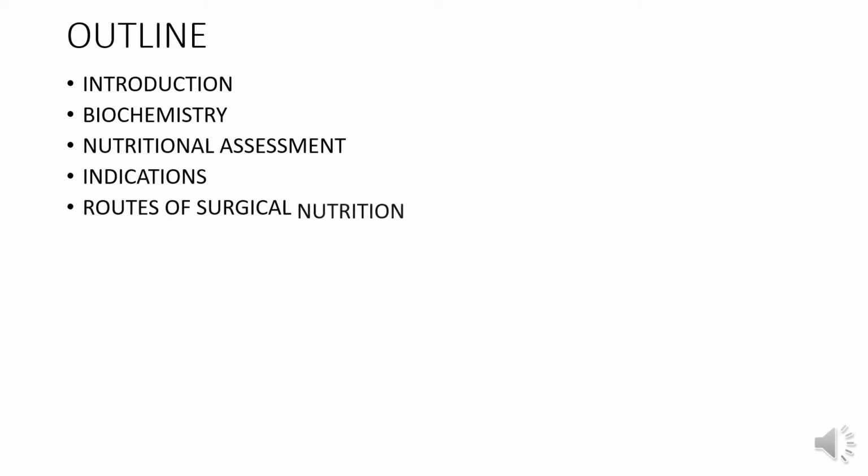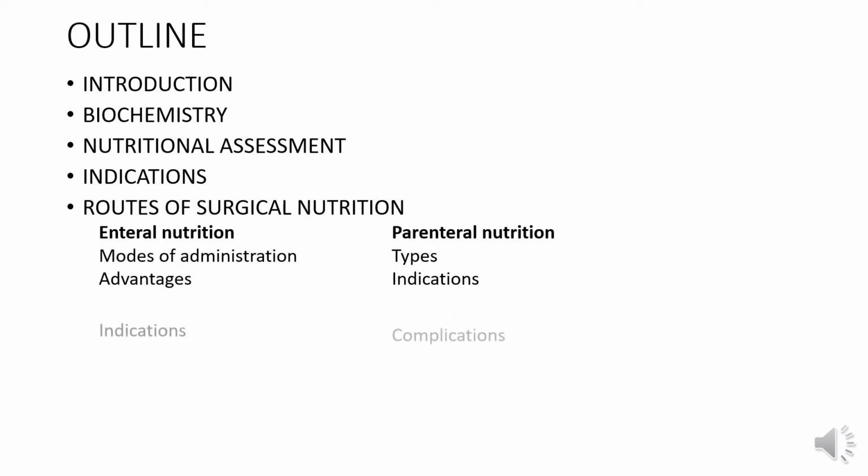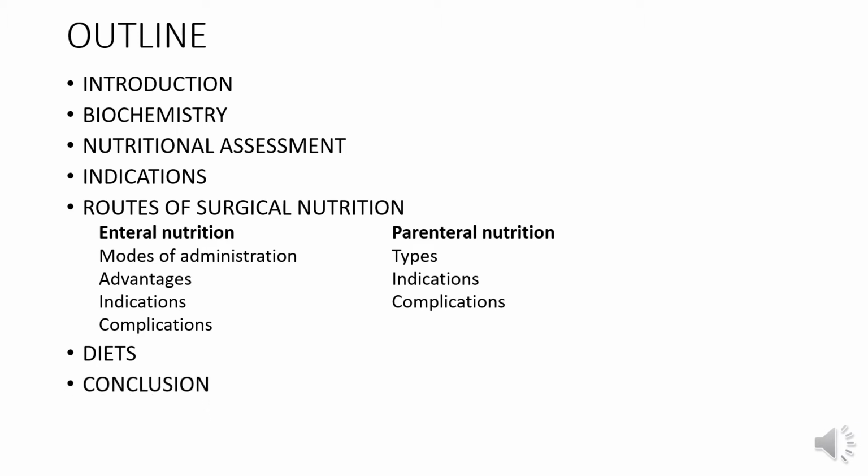The outline for our discussion includes introduction, biochemistry, nutritional assessment, indications, routes of surgical nutrition, including enteral and then parenteral nutrition. Under enteral nutrition, we'll talk about modes of administration, advantages, indications, and complications, while under parenteral nutrition, we'll talk about types, indications and complications. Then, diets available for surgical nutrition. Conclusion.